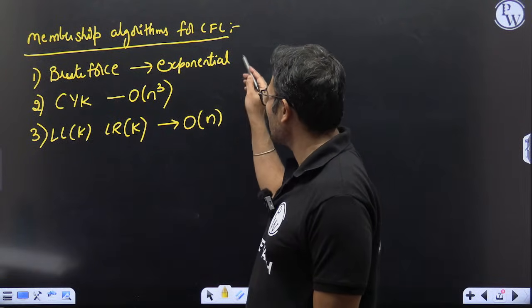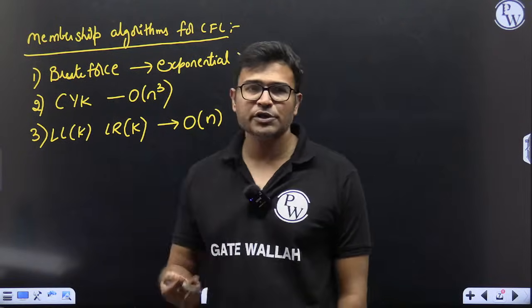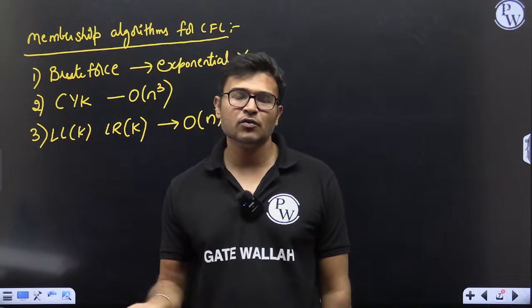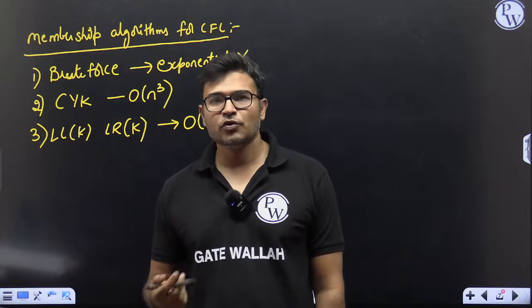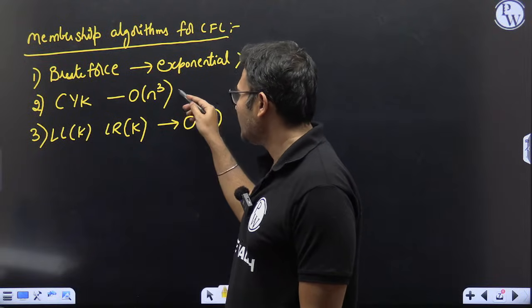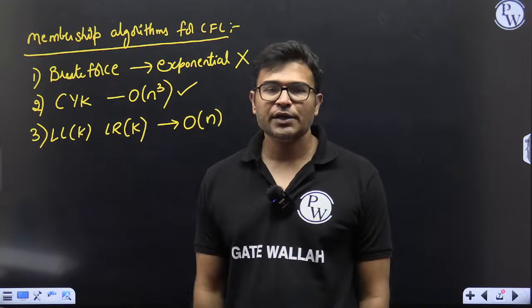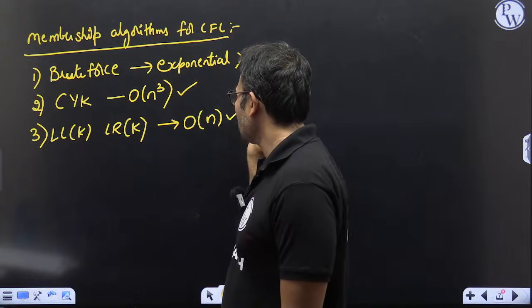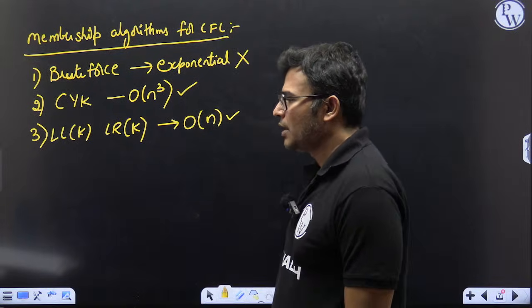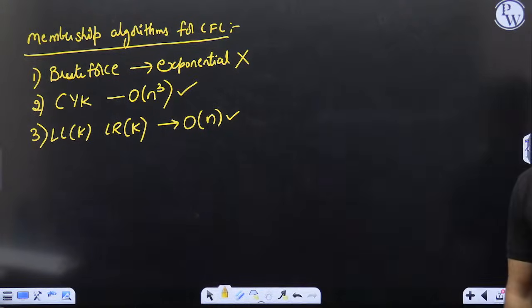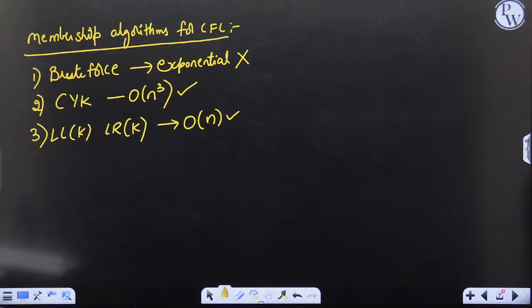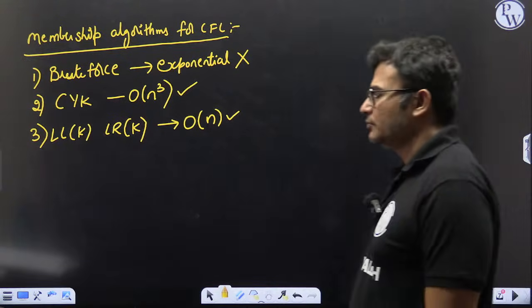So brute force we are not going to study. There is nothing to study. You have to generate every possible string and check if it is equal to the given string, right? And CYK we have already completed. Now let us look at LLK and LRK, which takes order of n time.